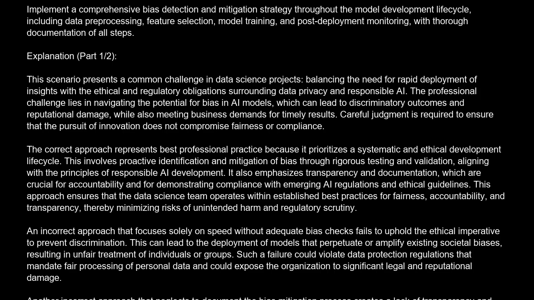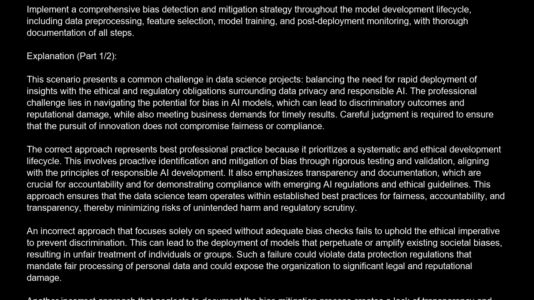It also emphasizes transparency and documentation, which are crucial for accountability and for demonstrating compliance with emerging AI regulations and ethical guidelines. This approach ensures that the data science team operates within established best practices for fairness, accountability, and transparency, thereby minimizing risks of unintended harm and regulatory scrutiny.